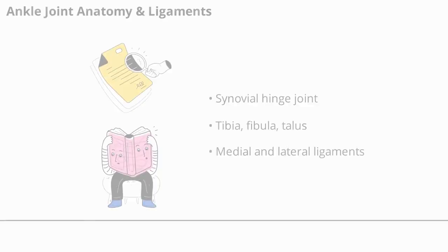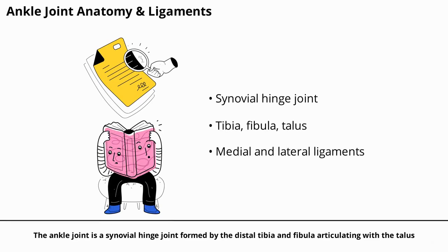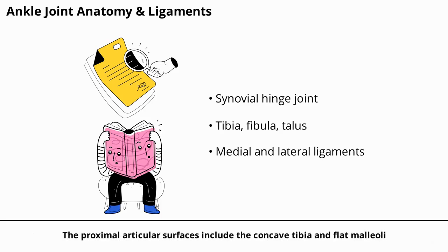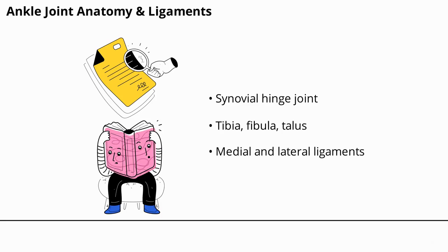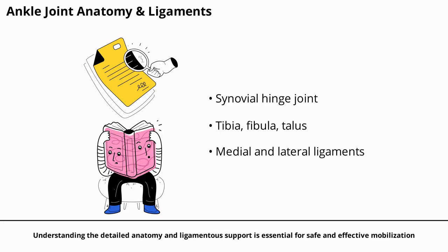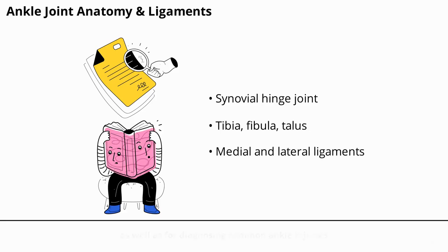The ankle joint is a synovial hinge joint formed by the distal tibia and fibula, articulating with the talus. The proximal articular surfaces include the concave tibia and flat malleoli, while the distal surface is the convex trochlea of the talus. Stability is provided by strong medial and lateral ligaments. Understanding the detailed anatomy and ligamentous support is essential for safe and effective mobilization, as well as for diagnosing common ankle injuries.